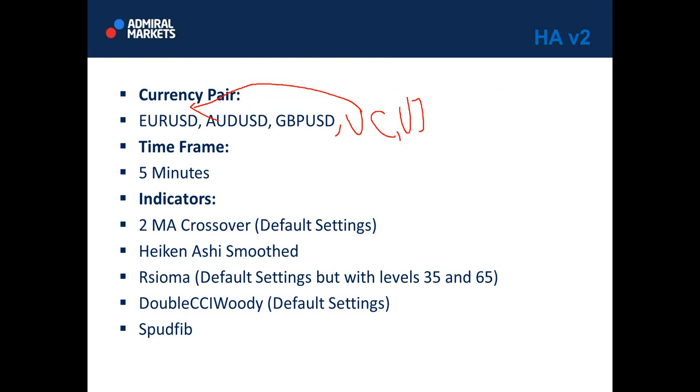Okay? Time frame for trading is 5 minutes. So we actually want to take trades on the 5-minute time frame. That marks this Heiken Ashi version 2 strategy basically as a scalping system.